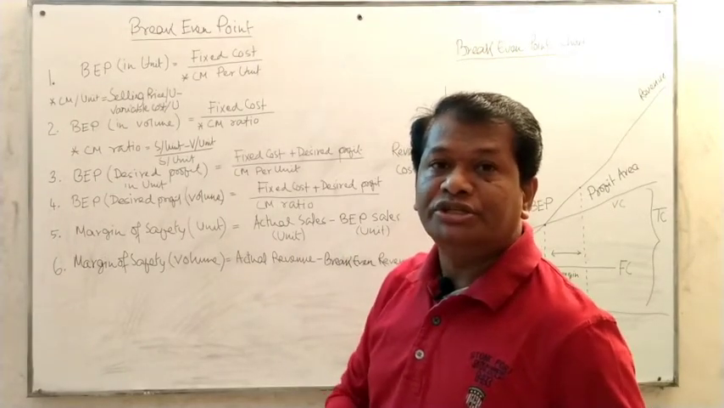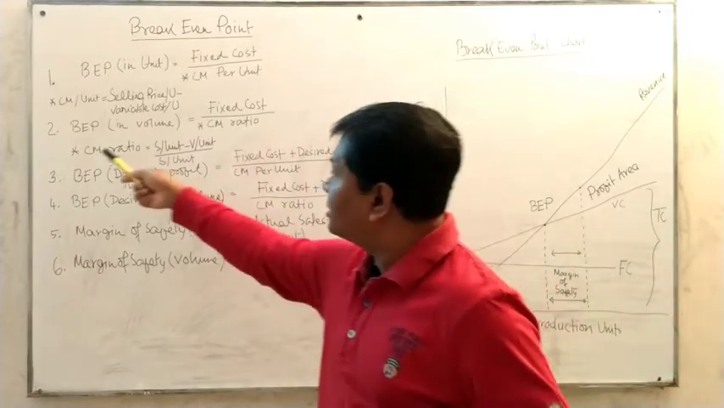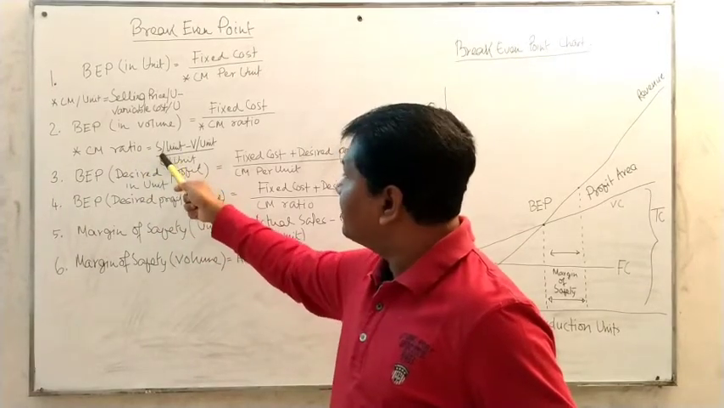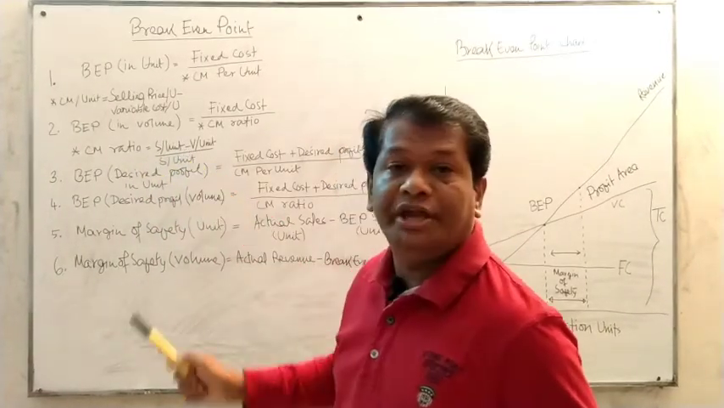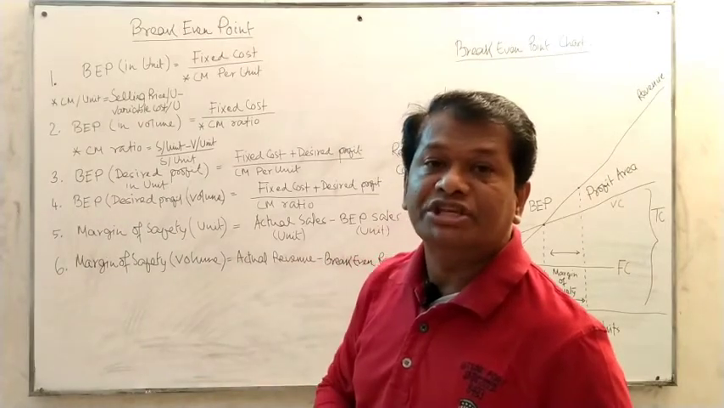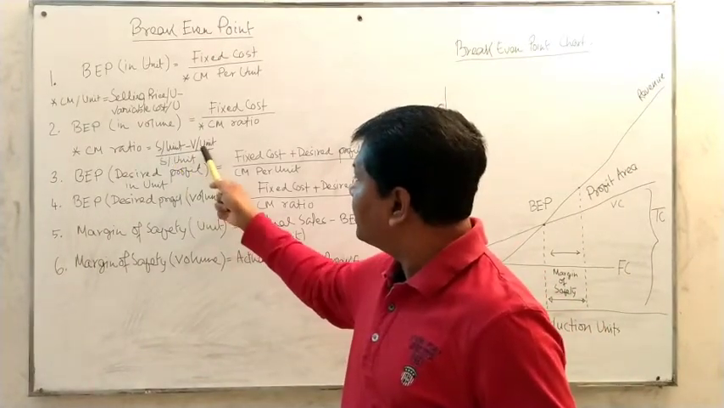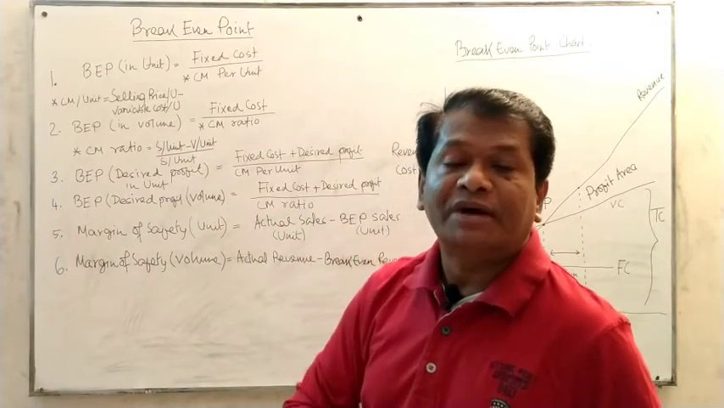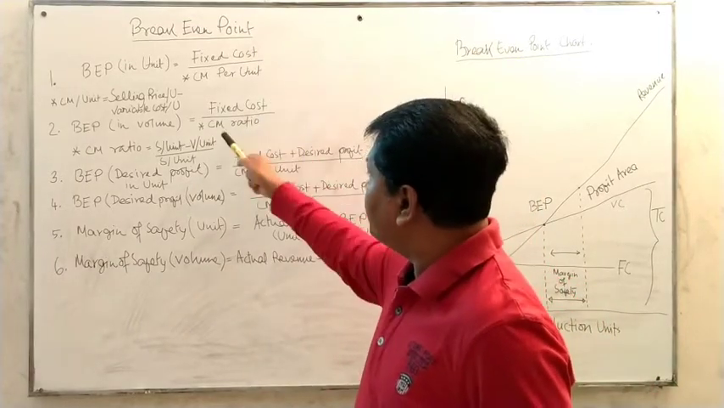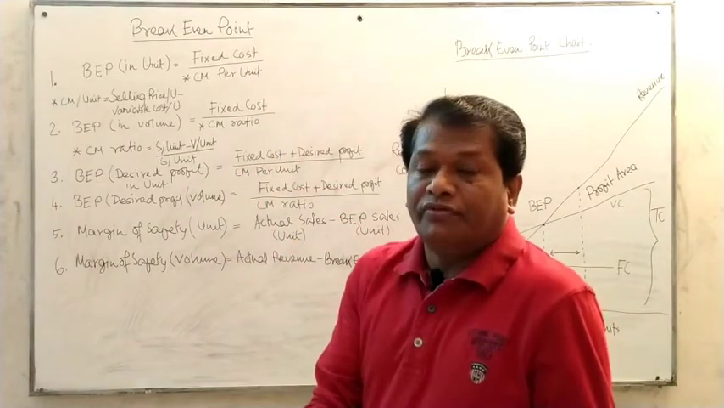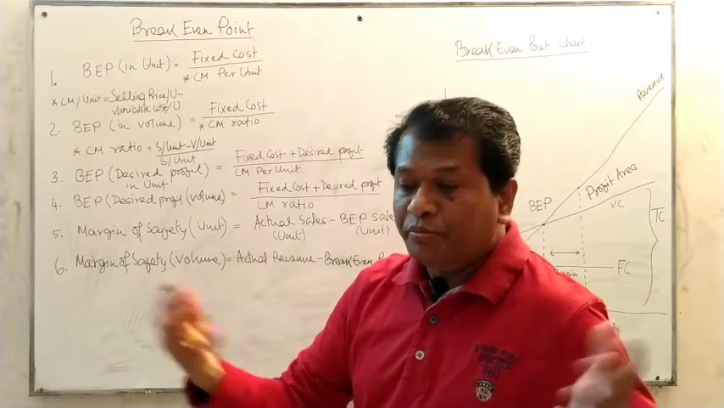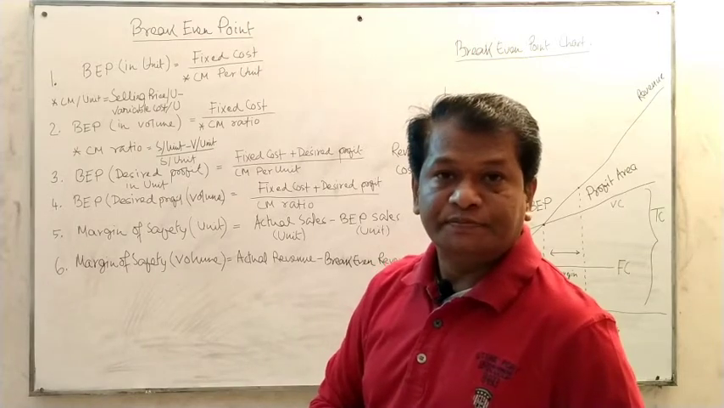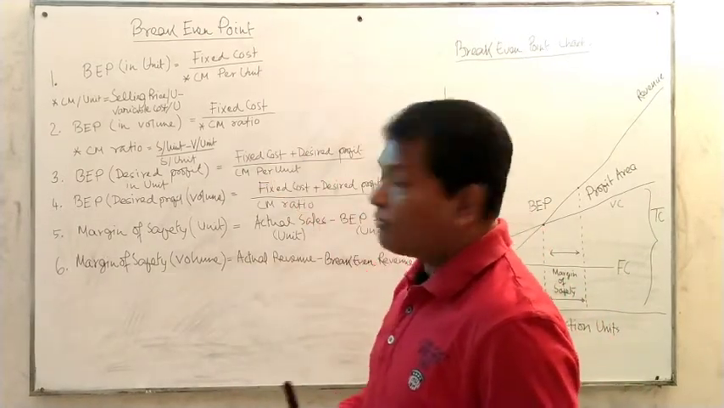How is the contribution margin ratio calculated? The asterisk mark is over here. CM ratio means selling price per unit minus variable cost per unit, divided by selling price per unit. Then you get the contribution margin ratio. So fixed cost divided by the contribution margin ratio, then you get the figure. The figure is the volume. Volume means it is in dollars or rupees or pounds, like this. This is the break-even point in volume.